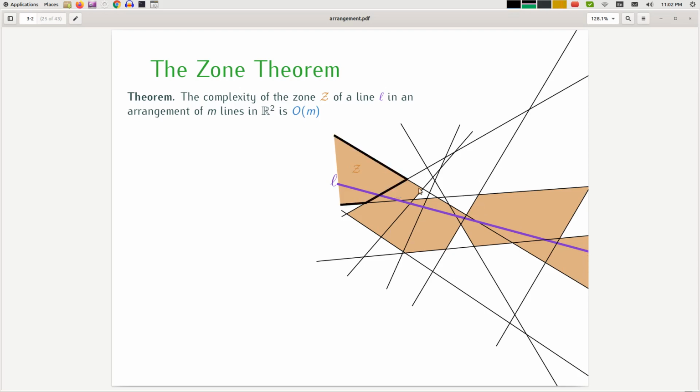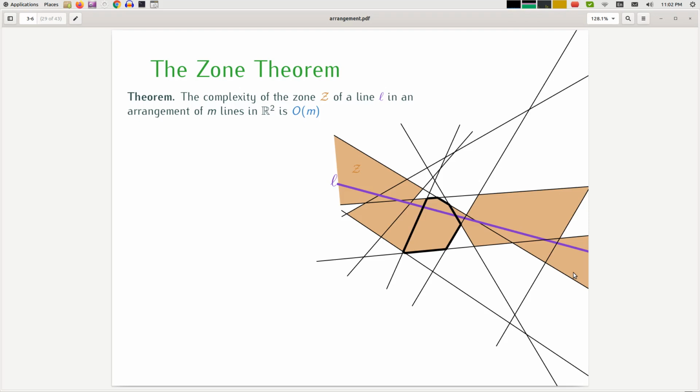In other words, I look at this face, I count all these edges. So here 1, 2, 3 edges, 3 plus 4 plus 4 plus 4 plus, I guess, 1, 2, 3, 4, 5, 6, 7, I guess plus 7, etc. You add up the complexity of all these faces, and that number at the end is the complexity of the zone of this line L.